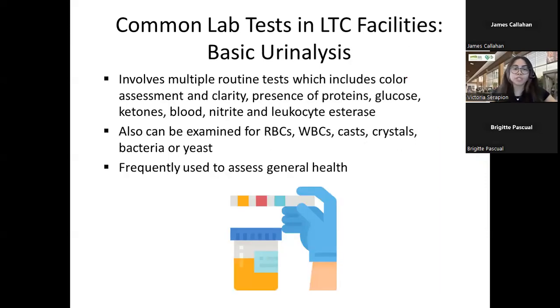We also use basic urinalysis to test general health, and it can be used for red blood cells, white blood cells, casts, crystals, bacteria, or yeast. The test will also analyze color and clarity, presence of protein, glucose levels, blood, and leukocyte esterase. And leukocyte esterase is basically a screening test that is used to detect a substance that suggests that there are white blood cells within your urine, and this might indicate that you have a urinary tract infection.